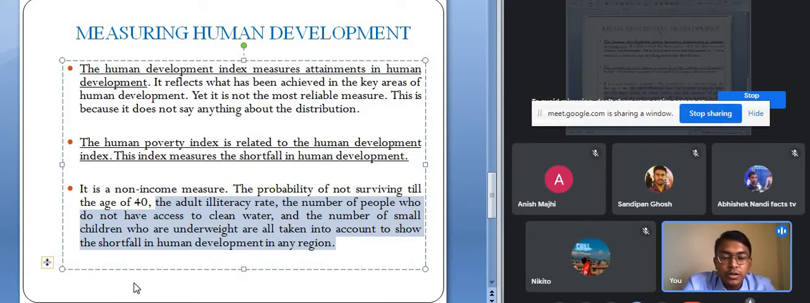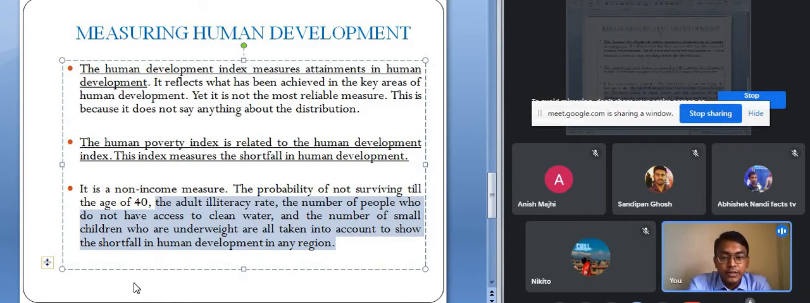To measure the shortfall, or to prepare the Human Poverty Index, we basically take into account whether the people have a life expectancy of 40 and above or not, how many children are educated, whether they are getting equal facilities or not, whether they have access to clean water or not, whether the children are suffering from malnutrition or not. So these are taken into account to measure the shortfall.